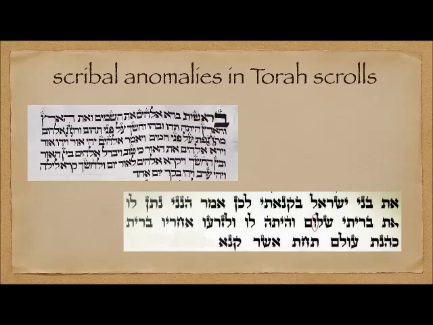In the second example, you see there's a red circle around a vav in the word shalom. And this is called the broken vav. And this takes place during the story of Pinchas, where he goes and impales the idolaters in the midst of the camp. And it says that God will give him a covenant of peace. But the shalom, the vav, is broken. And so people interpret that, well, it's not a perfect peace because he achieved it by violent means.